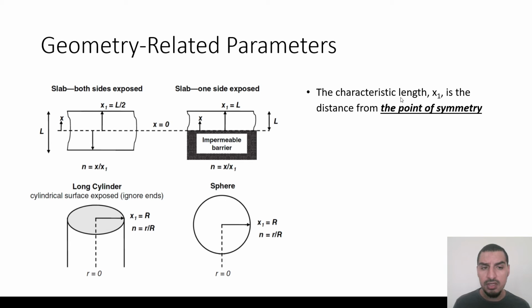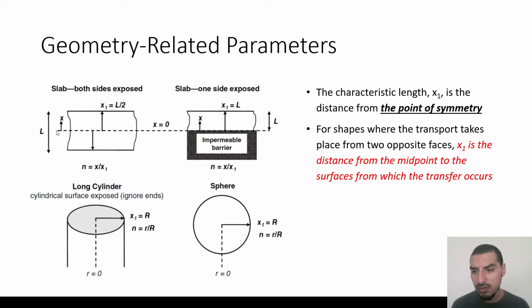So the definition of the characteristic length, which is X1, is the distance from the point of symmetry to the outer edge of the body. So in this case, the slab has a width of L. And this is what I said here, the X1 is the distance from the midpoint to the surface from which the transfer occurs. So this is the axis of symmetry. This is the length L. So from the axis of symmetry, or the midpoint, to the outer surface, it is L over 2. So this is X1 here.